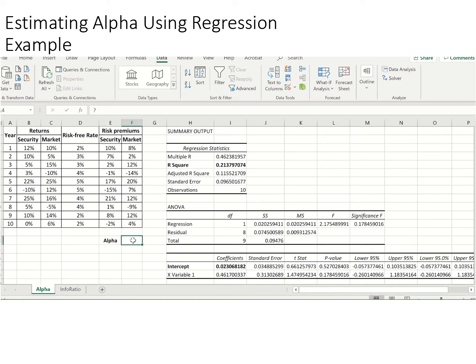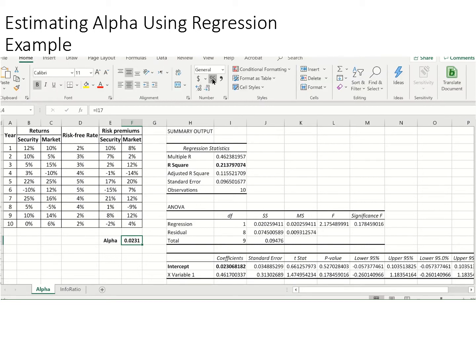So here it's your alpha. I'm just labeling this as alpha. And in terms of the percentage, I can change it to a percentage. Make sure that we have the percentage number here, which is a pretty good number. Now let's go back to the rest of the presentation.